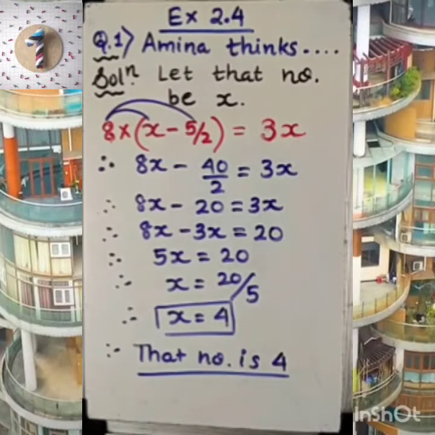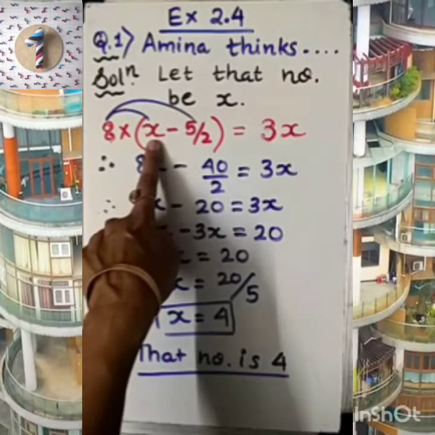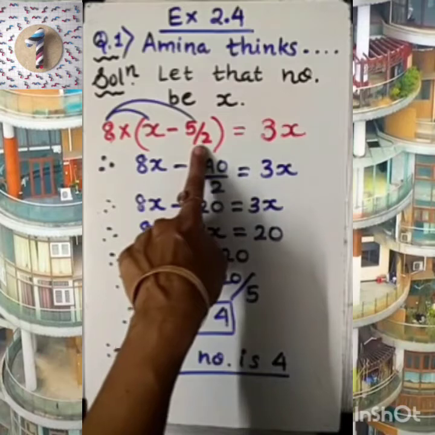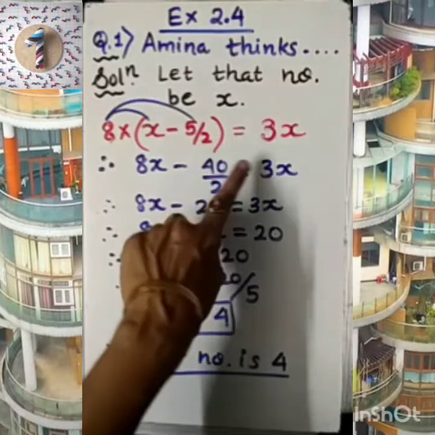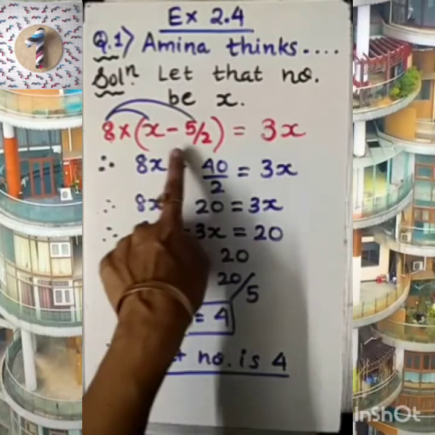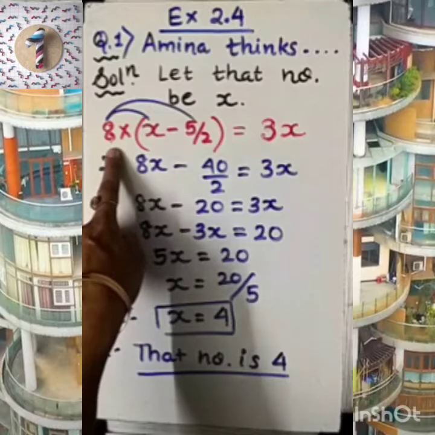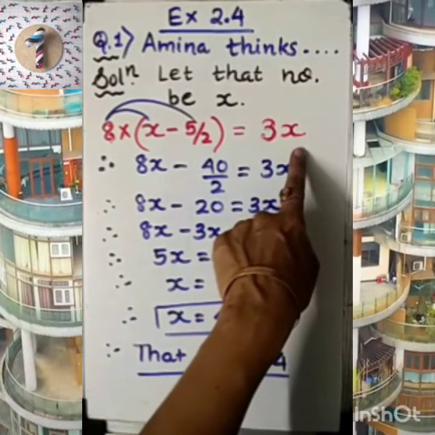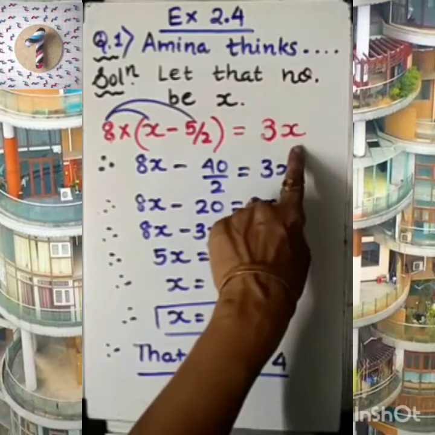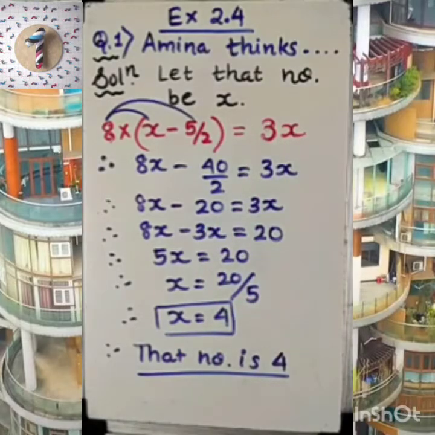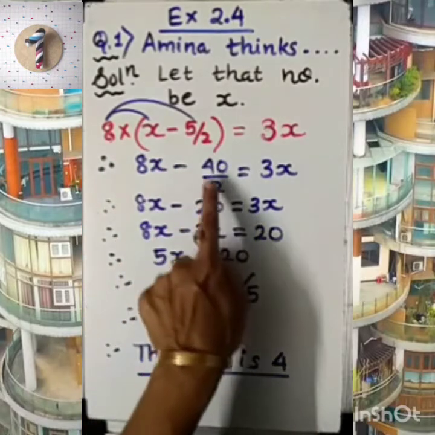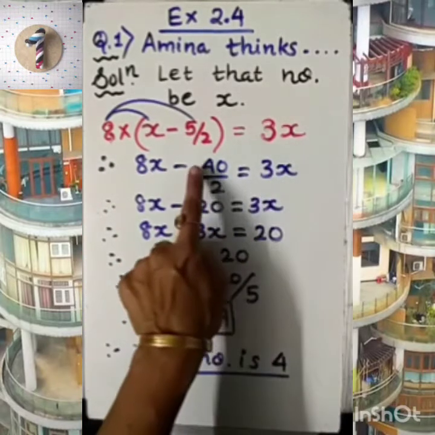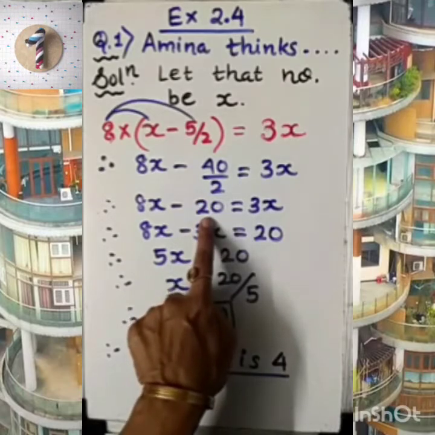So student, here I am explaining again. The number thought by Amina is x and she is subtracting 5 by 2 from that number. So x minus 5 by 2, and after that she is multiplying the result with 8. And after that we are getting the result which is 3 times the original number, so it is 3x. So 8 into x is 8x, minus 8 into 5 is 40, divided by 2, equal to 3x. We know that 40 divided by 2 gives the result 20.